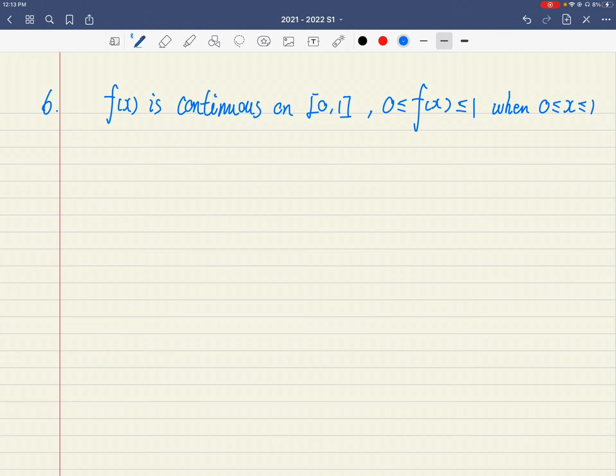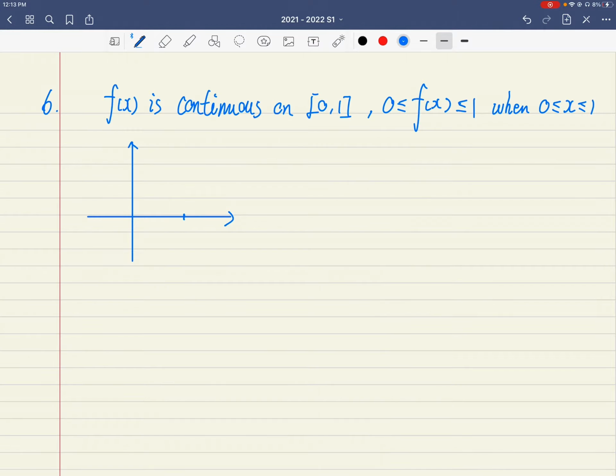You don't know what this function looks like. You don't know its value, but you know the range of its value. For every x between 0 and 1, f(x) is also between 0 and 1. So how can we translate it? How can we put that on a graph?